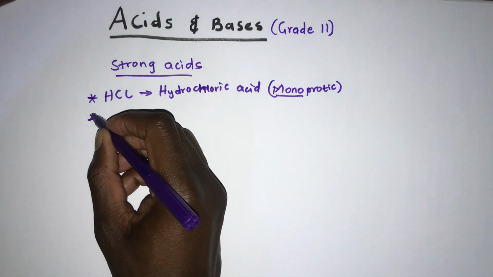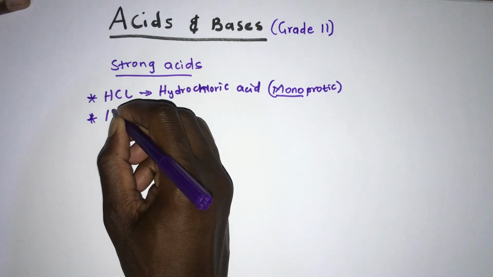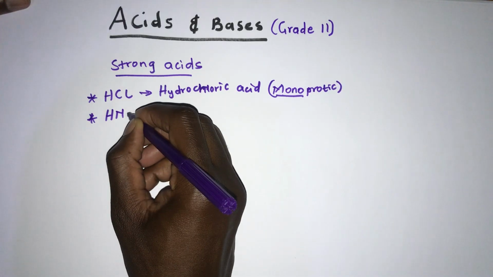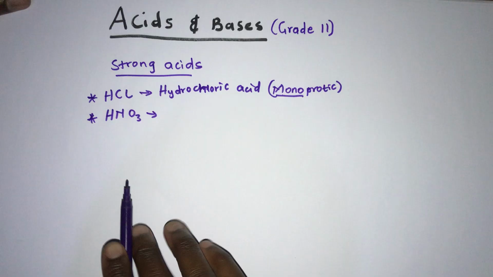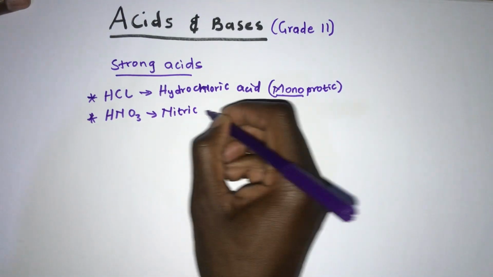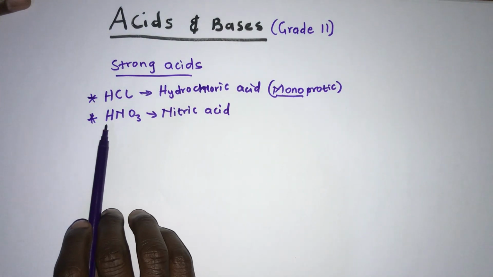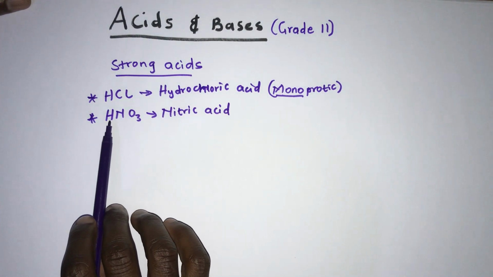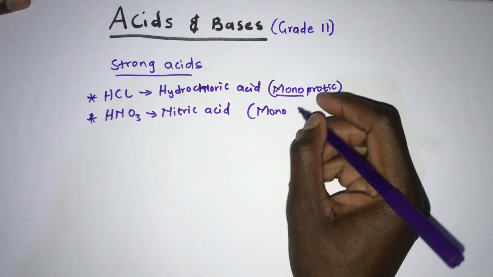And then let's talk about acid number 2, HNO3. The name of this one is nitric acid. Nitric acid is also giving one hydrogen away. It means that it is also a monoprotic acid.